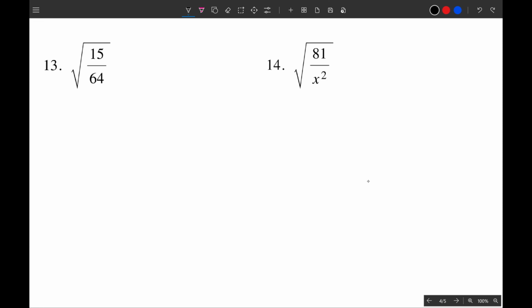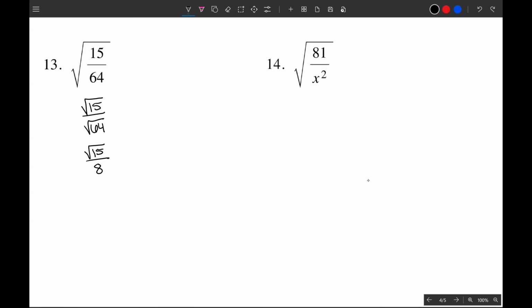So if you look at number 5, we have 15 over 64. I can split this and do the square root of the numerator over the square root of the denominator. Now I know that the denominator is a perfect square. So I'm going to go ahead and take the square root of 64, and that's 8. Now 15, if I try to split 15 up, that's 3 times 5. And those are both prime numbers. So I can't reduce the square root of 15. So therefore, I am completely done with this problem.